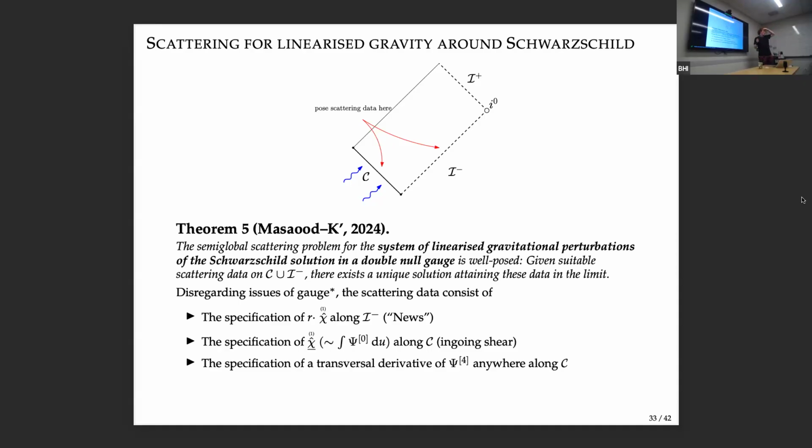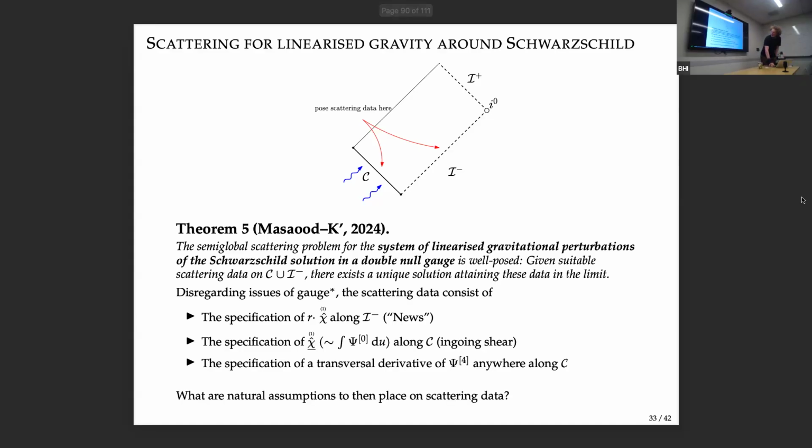I'm disregarding issues of gauge here because in reality, the data contain much more information, but you can remove all that information by a gauge transformation. For instance, by choosing the sphere here to be round. So in general, you can choose that sphere to be anything, but you can always add a gauge transformation so that that sphere becomes round. So the Gaussian curvature is exactly one asymptotically. This is essentially Bondi normalization.